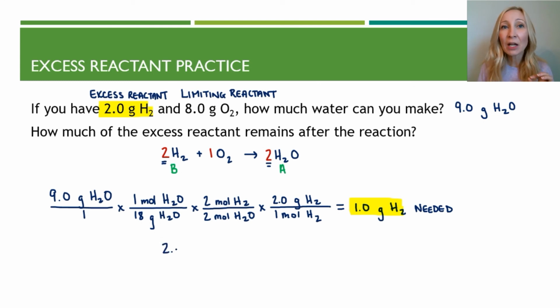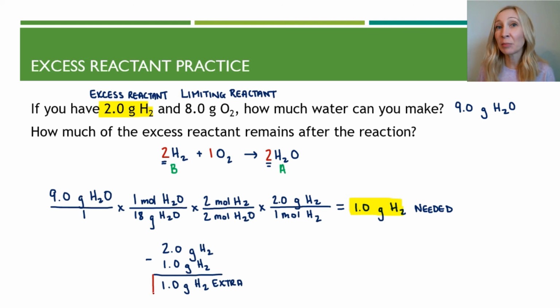So I'm going to take my 2.0 grams of hydrogen gas that I am given, and I'm going to subtract the 1.0 grams of hydrogen gas that I need, and I'm going to get 1.0 grams of hydrogen gas. That's how much extra gas will be floating around in this container after the reaction is complete. Now remember, all the oxygen got used up because that's our limiting reactant. We do have a little bit extra hydrogen left over that went unreacted.